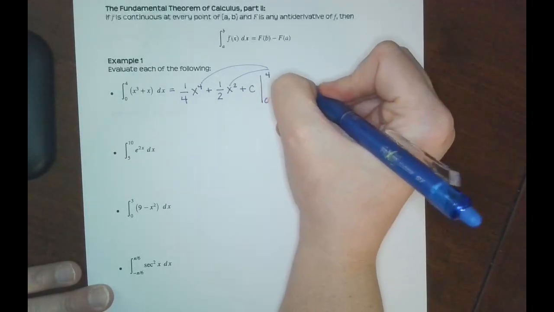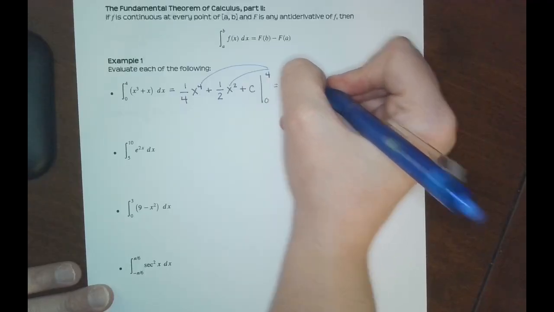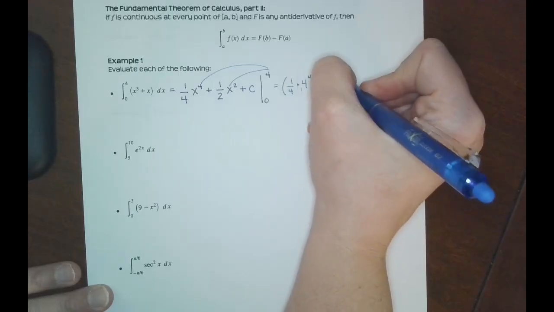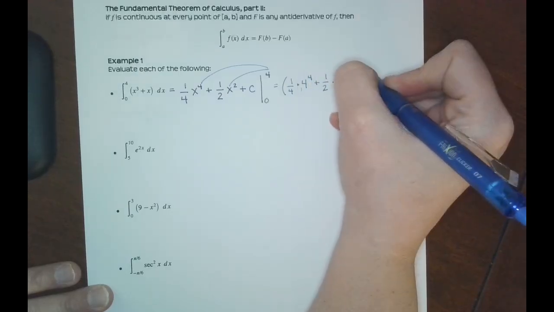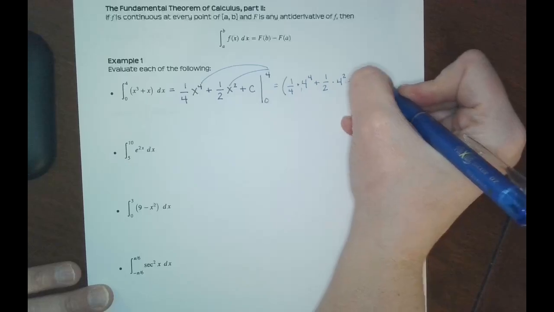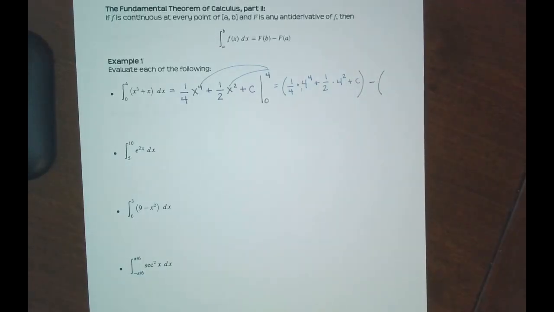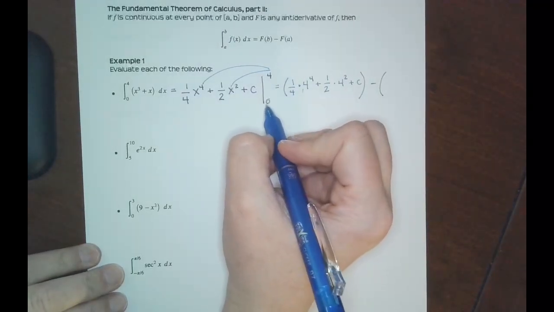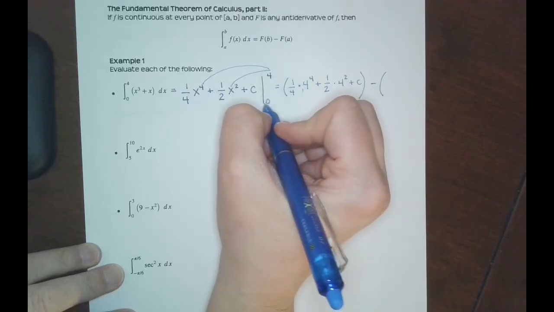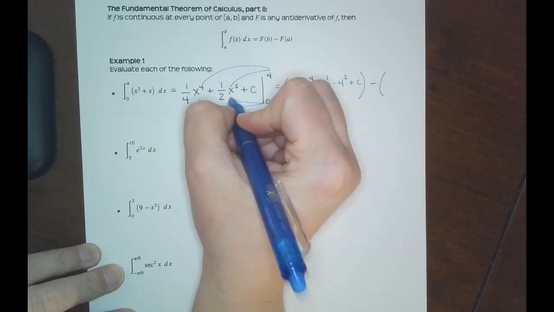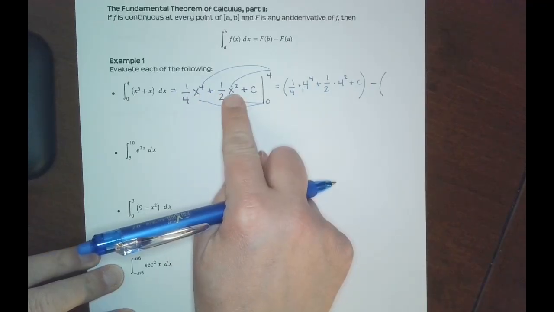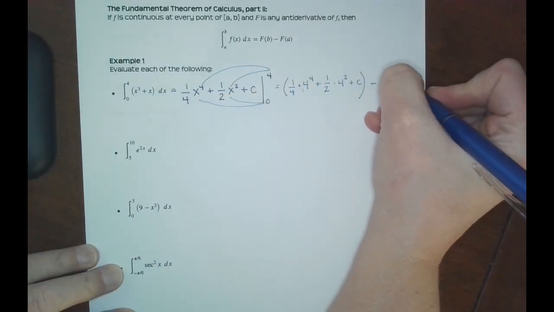1/4 times 4 to the 4th plus 1/2 times 4 squared plus c minus... Now I'm a little short on space on this one, but something really nice happens with the 0. This doesn't always happen with zeros, but it happens a lot with polynomials. If I were to plug 0 in for this x and 0 in for this x, this whole first part would just be one big fat 0, right?